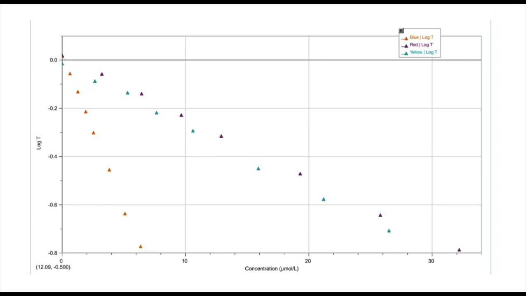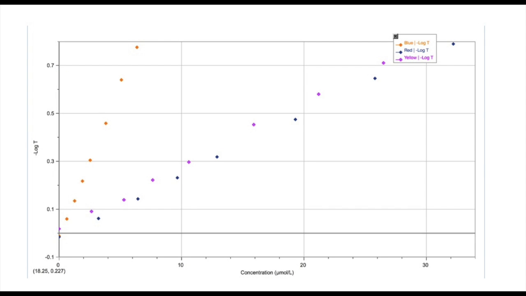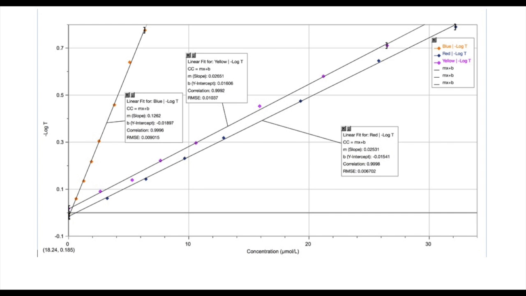Next, I transformed log t into negative log t because absorbance is equal to the negative log of the transmittance. So here's my graph of negative log transmittance versus concentration. As you can see, I now have a positive slope rather than a negative slope. And to prove that these are in fact linear functions, this graph has lines going through each one with equations connected to each line.